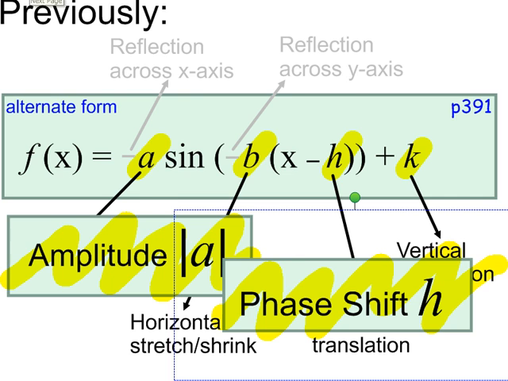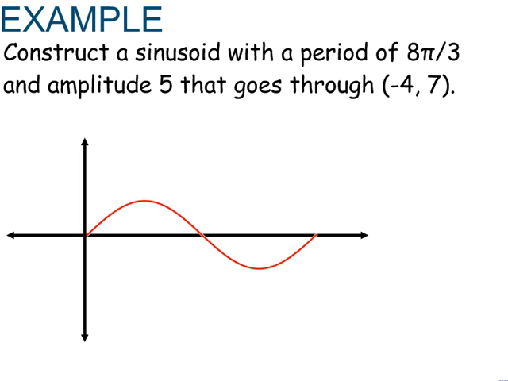Okay, so let's get into our example for today, or one of our 2 examples for today. In your assignment, you're going to be tasked with constructing a sinusoid with a given period, in this case 8 pi over 3, and a given amplitude, in this case 5. And you may even have the extra condition that it needs to go through a certain point, in this case -4, 7.